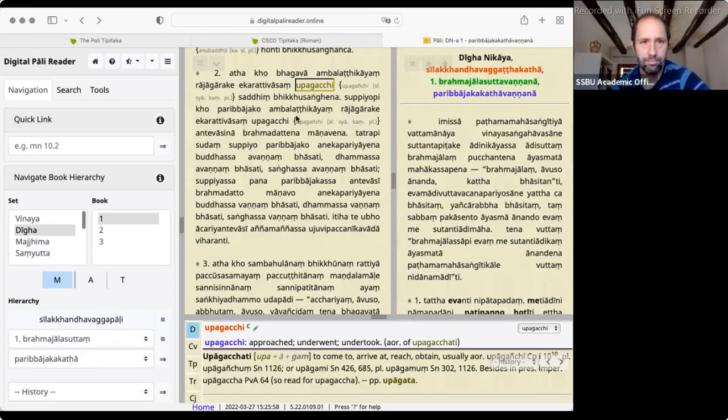Great. The next sentence is the same, and then we have avannam bhasati and vannam bhasati, and the last one, iti hete ubho acariyantevasi annamannassa ujuvipaccanika vada viharanti. This one is interesting. So what do you do with the nominative ubho acariyantevasi here?